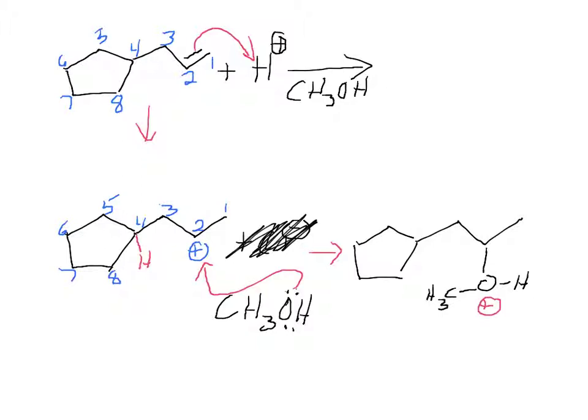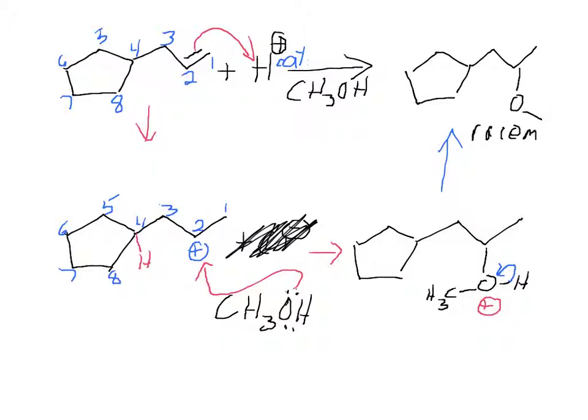So the last step, regenerate the H plus. Right? We could say the H plus was a catalyst. O, CH3. And we'd say it's racemic, right? We get both R and S.